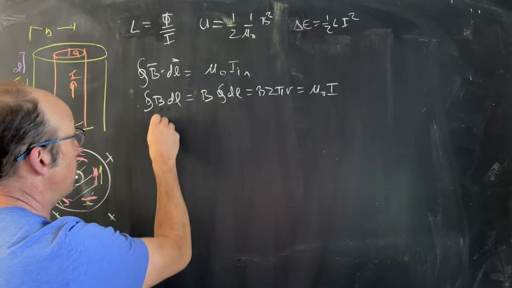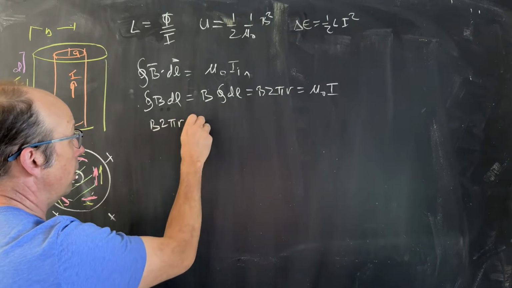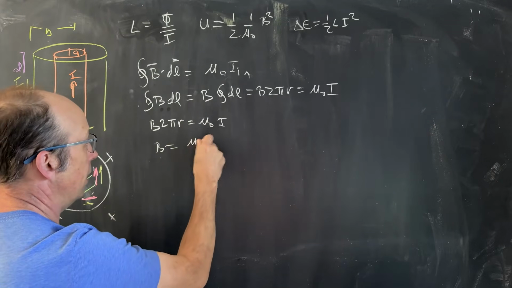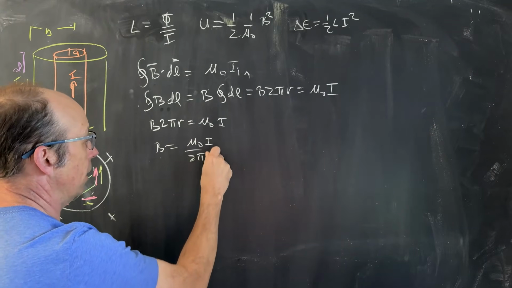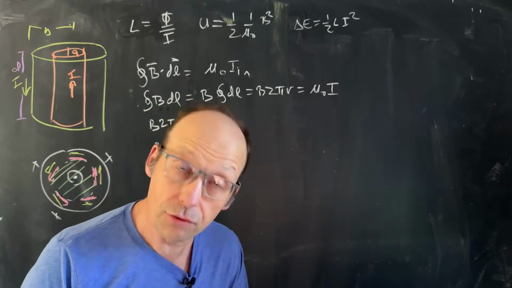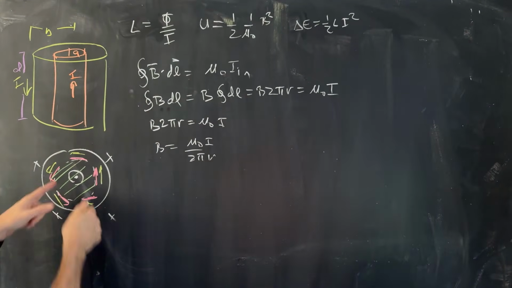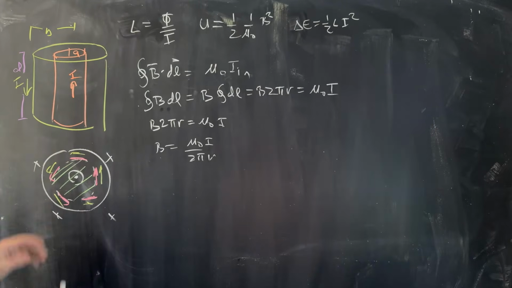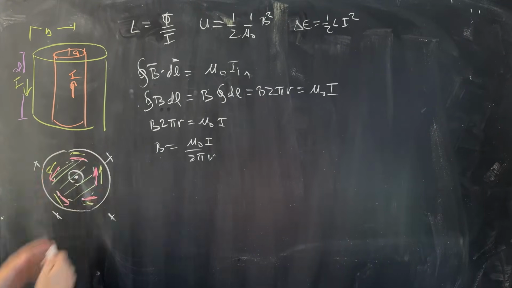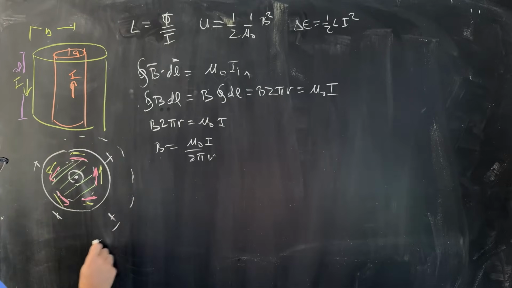So now I have B 2 pi r equals mu naught I, or B equals mu naught I over 2 pi r. And what's the direction for that? I already told the direction. I used the direction to get that. So we know the direction of that. As you get further away from the center, the magnetic field goes to 0. Now, what if I'm out here?